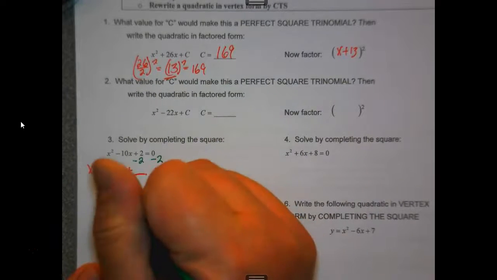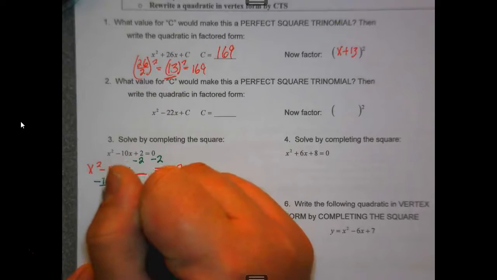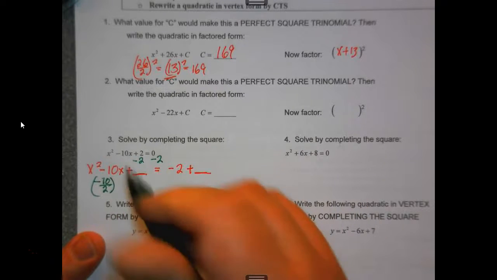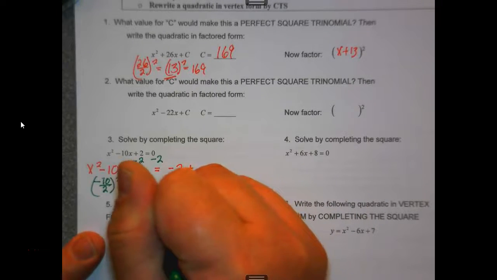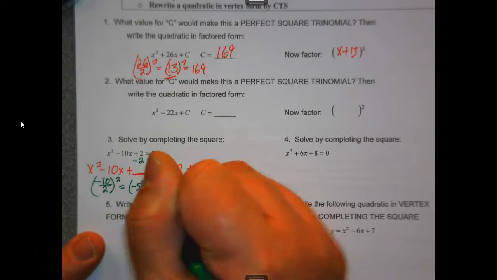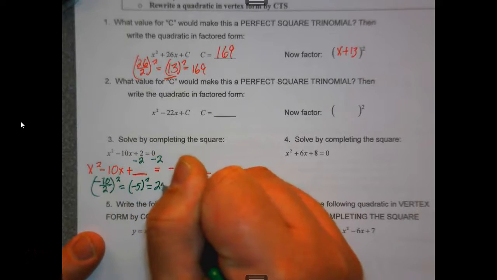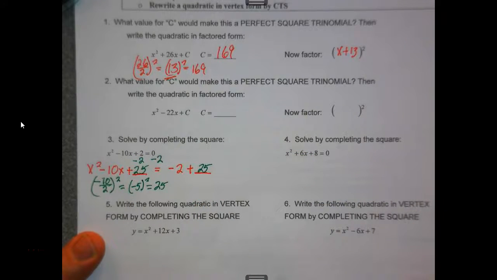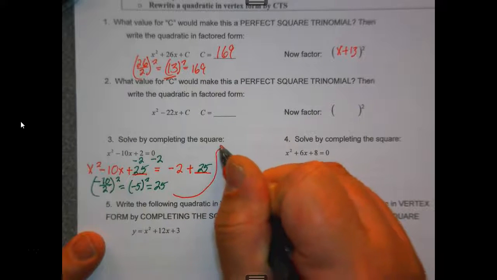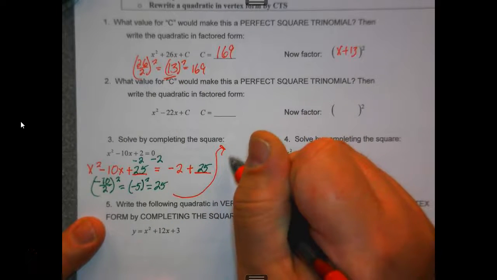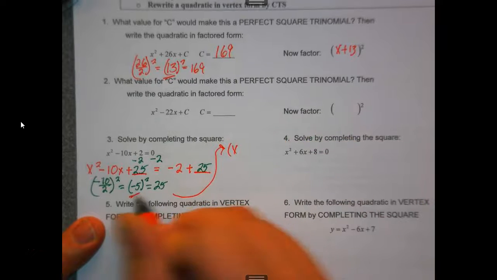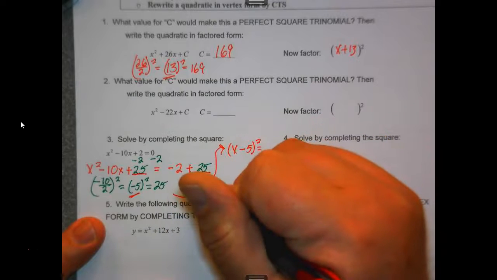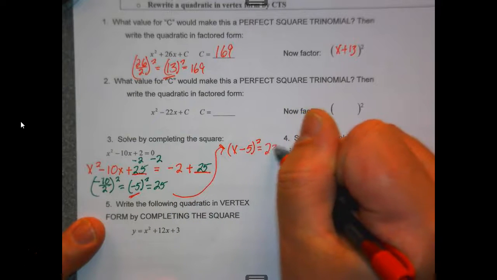Okay, half of 10 squared. Well, actually, it's negative 10, right? I like putting a negative sign with it because when I go to put it in perfect factor form, it helps me out. So I have negative 5 squared, which is 25. Add 25 to both sides. So I get my factored form, x minus 5. See how that helps me put it in factored form? And negative 2 plus 25 is 23.